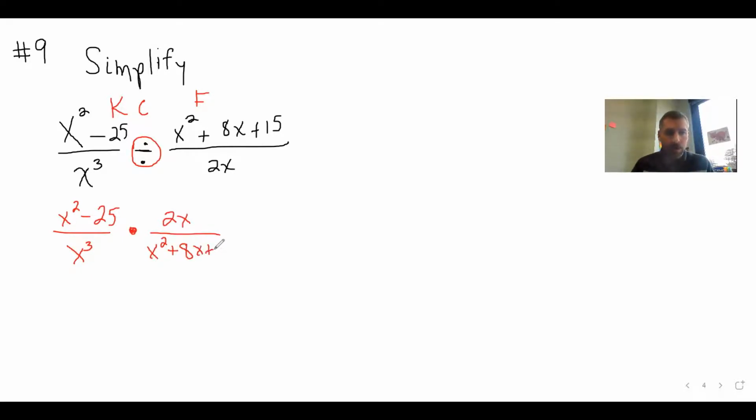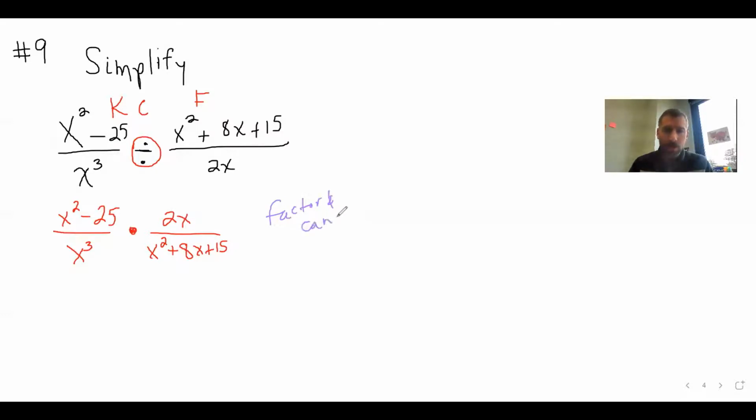Now, from here, we don't need common denominators. In fact, we could do one of two things. We could factor and cancel now, or we can multiply. If you wanted to multiply each of these two things by multiplying across, you can. It's just going to actually get more complicated. So what we want to actually do right now is factor and cancel.